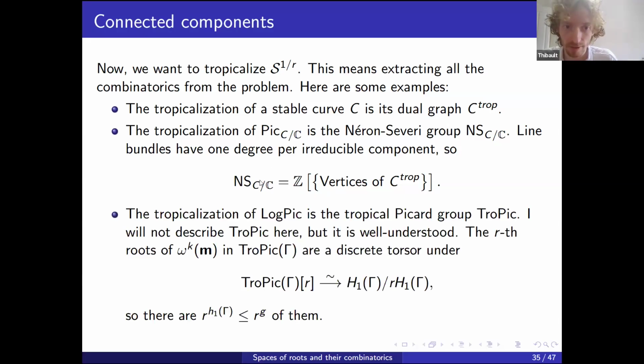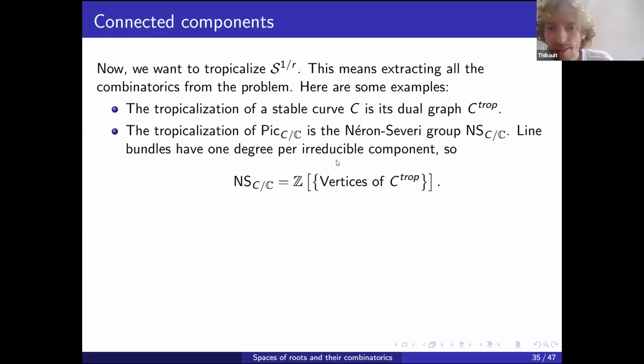So I write it here as Néron-Severi is, sorry, Z of the vertices. And the reason we are taking a free group of the vertices here instead of Z-valued functions on the vertices is this is really not an arbitrary choice. It has to do with families. Imagine I give you a family of curves. It gives me a family of graphs where the graph of the generic fiber is obtained by contracting a bunch of edges from the graph of the special fiber.